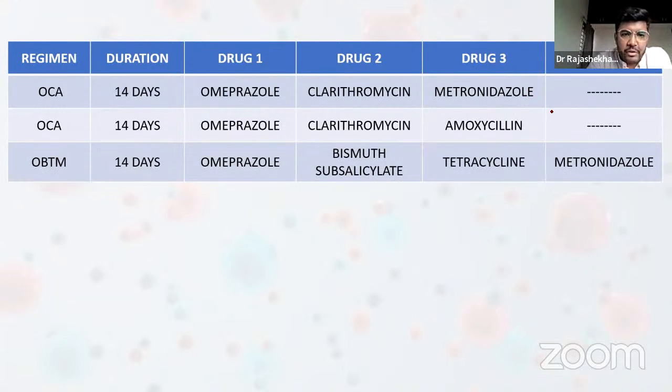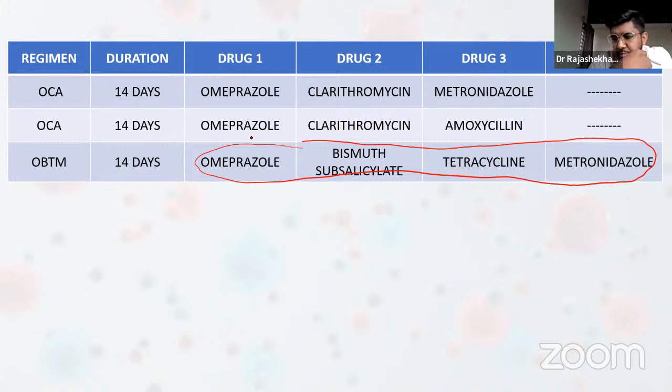Nowadays, the first-line treatment is being considered with four drugs. Here, it is the bismuth-containing regimen, also called the OBTM regimen. Here they use omeprazole, bismuth subsalicylate, tetracycline, and metronidazole. This is a very good regimen. This is presently the regimen which I am using for first-line therapy, and I think the AGA has also advised using the four-drug regimen as the initial therapy rather than the clarithromycin regimen.